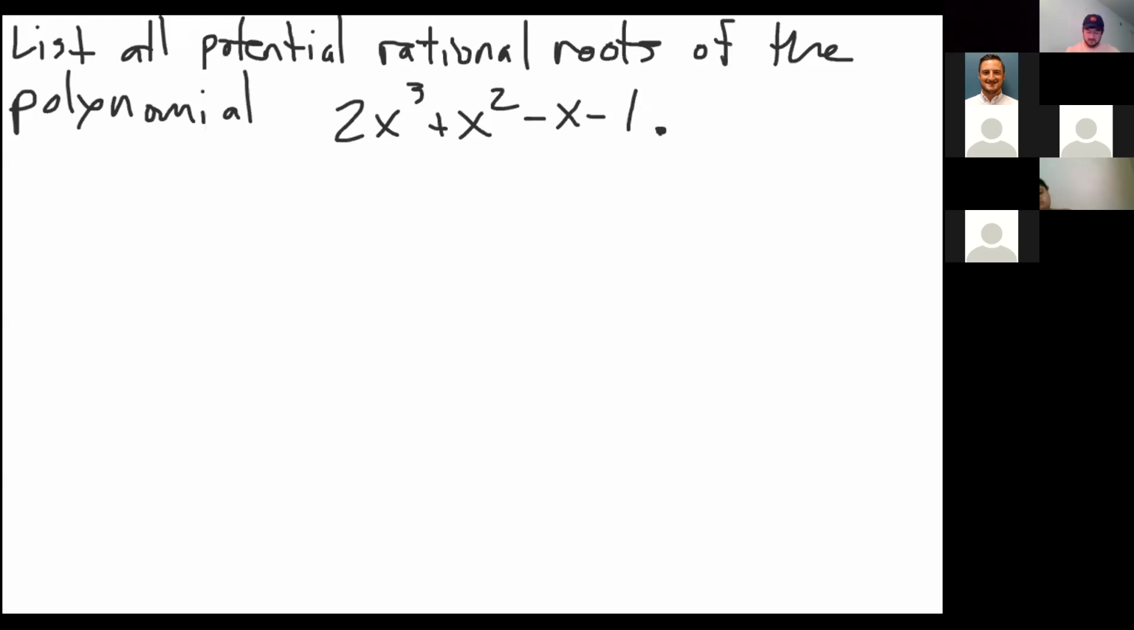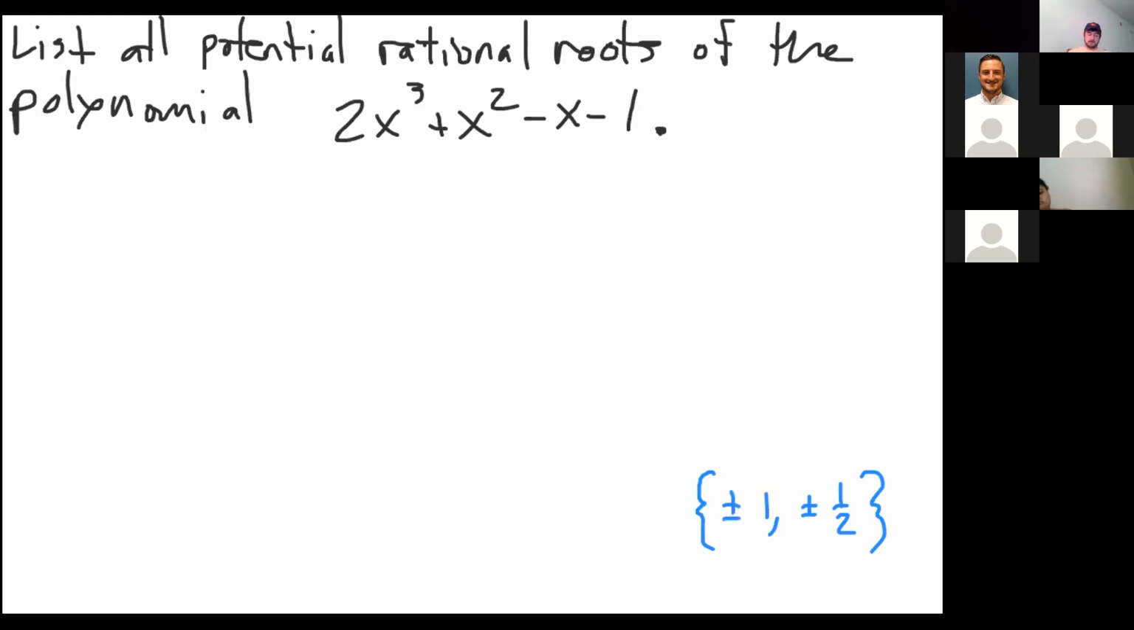So, good job overall. Your list of potential rational roots should have been plus or minus 1 and plus or minus a half. Most of you got that, but let's get a review real quick of where they come from for those of you who did not get that as your correct answer.